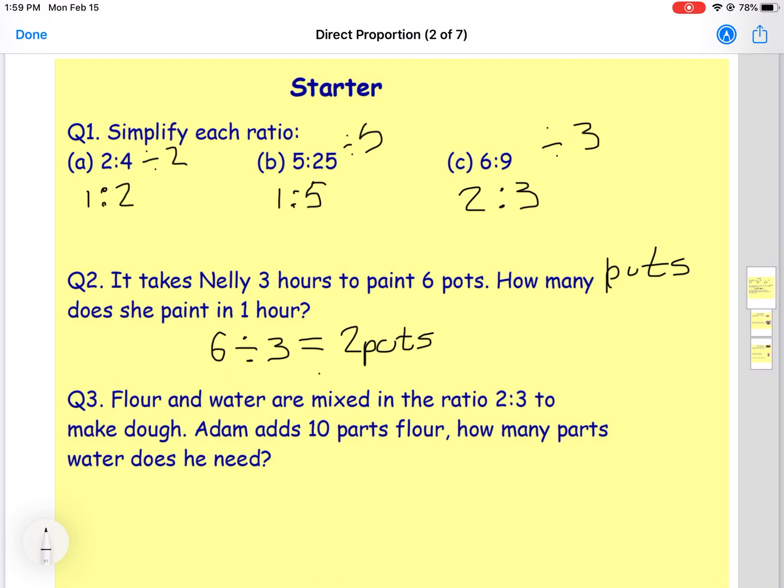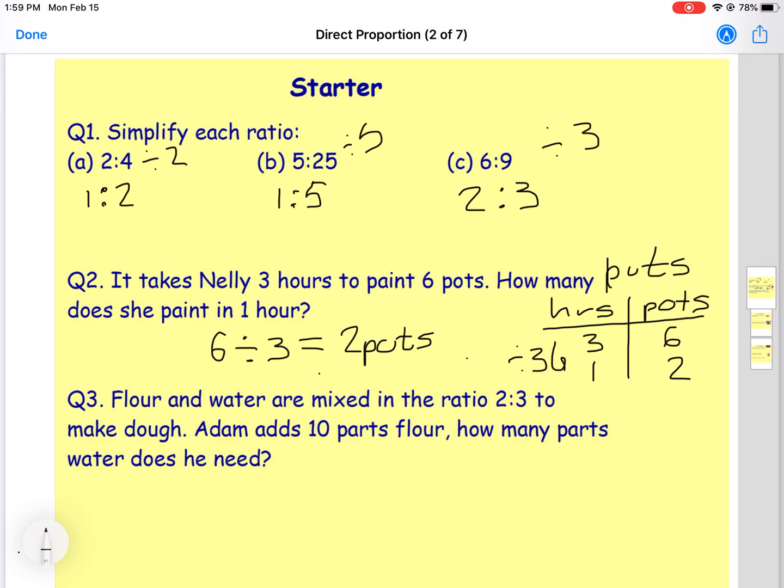Now again, we can use the little table in the flow chart, so we could have hours and pots. 3 hours is 6 pots, 1 hour we're dividing here by 3. So we have to do the same on the right hand side, and that would give us the same answer of 2. Okay, this flow chart is going to be important to use today. That's what we'll be doing most of our calculations with as we work through the questions today.